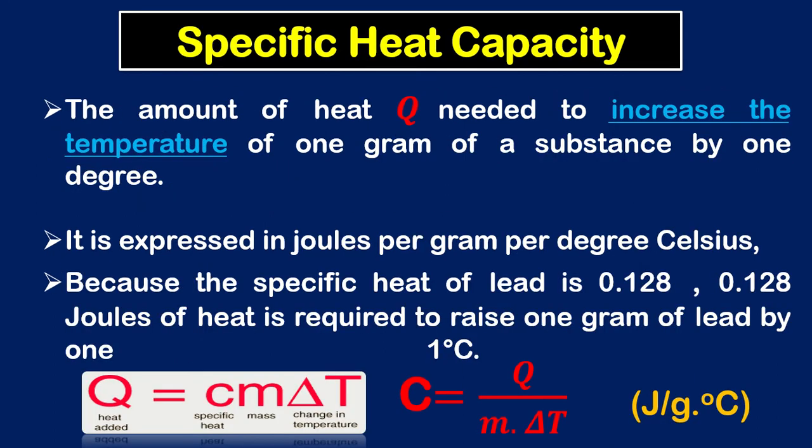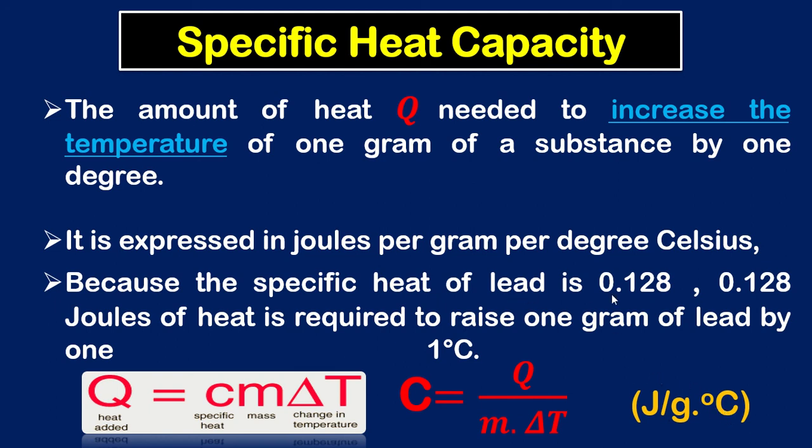Specific heat capacity is specific for some type of substance, so it can be defined as the amount of heat needed to increase the temperature of 1 gram of a substance by 1 degree. Specific heat capacity has a direct relation with the quantity of heat and an inverse relation with the mass of the substance and the change in temperature. Okay, its unit is joule per gram per degree Celsius.